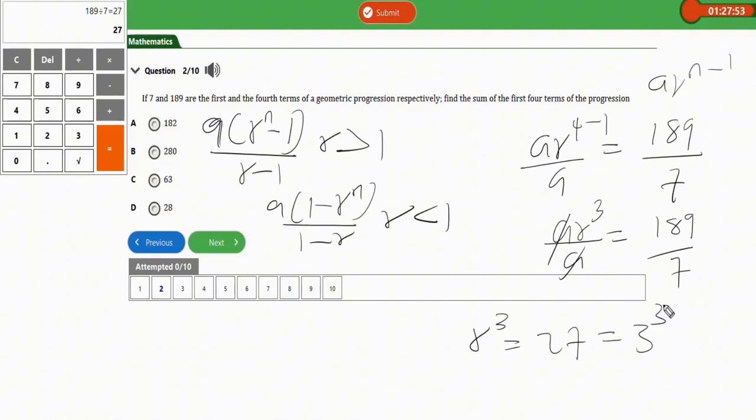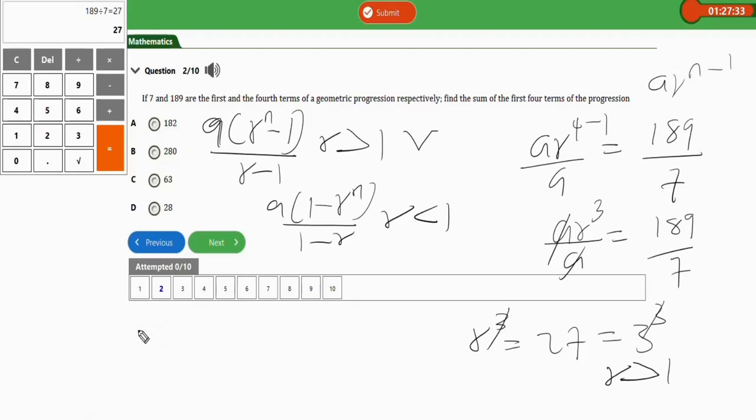All you have to do now is to cancel the powers. So the powers are the same, cancel them. Our common ratio is now 3. So this shows us that the common ratio is greater than 1. So we're going to make use of this formula to get the sum we want now.